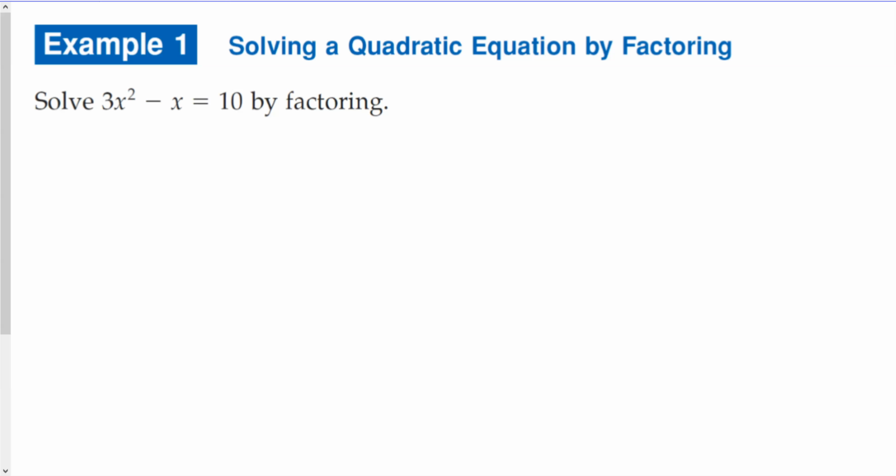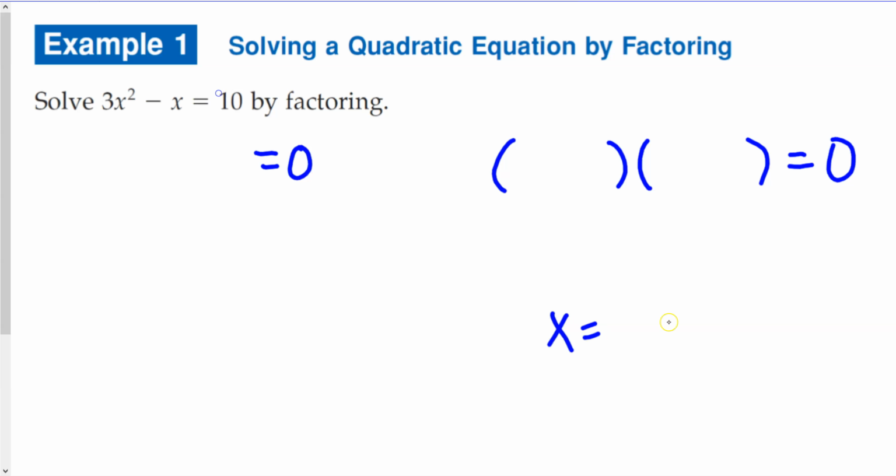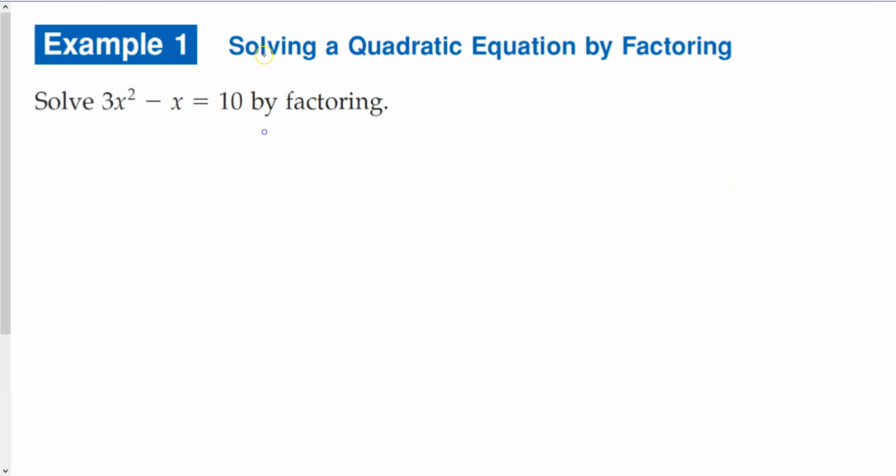Alright, the first method that you learned how to solve equations is called factoring. And when you factor an equation, you want to get that equation equal to 0 first, and what you're trying to do is come up with a solution that includes two factors. And then you solve that equation to get the solutions. So hopefully that's ringing some bells, but here's how it works. First thing I'm going to do to this equation is get rid of this 10 by subtracting it from both sides, and that gives me 3x squared minus x minus 10 equals 0.